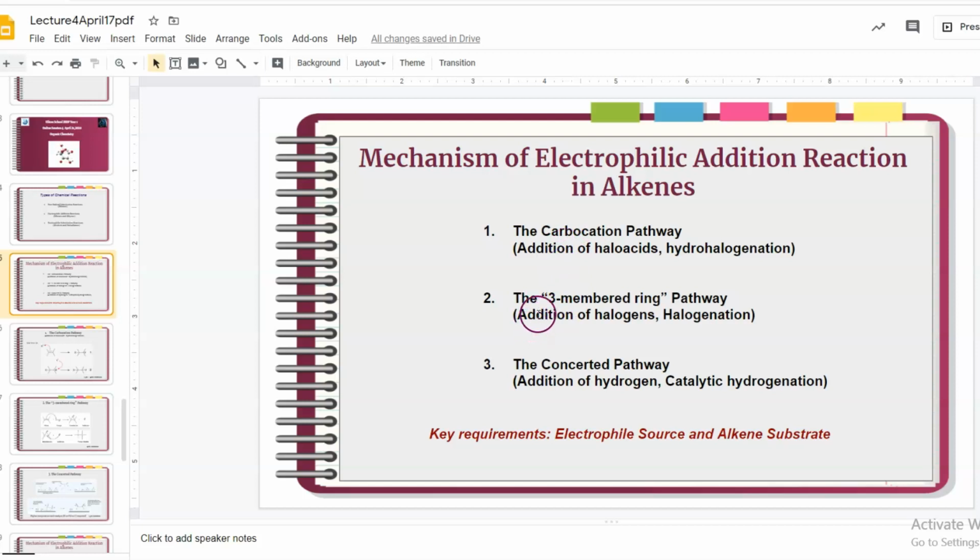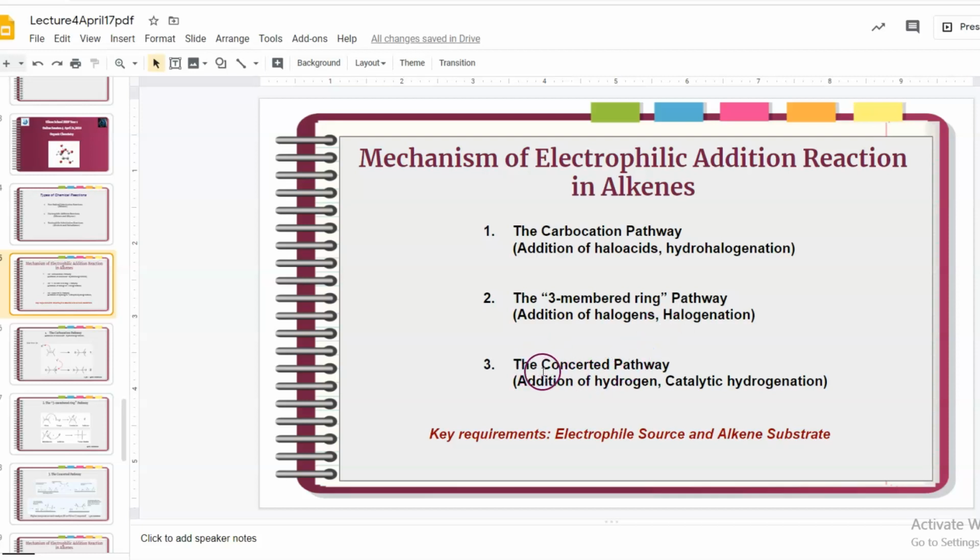The second category is the three-membered ring pathway. These reactions will proceed via the formation of a three-membered ring, which is the transition state, or let's say specifically the intermediate. And this happens when you are adding halogen molecules, not haloacids, not HBr, not HCl, not HI. You are adding halogen molecules like Br2, Cl2, I2, and those reactions are called halogenation. Whenever you are adding a halogen molecule onto an alkene, the reaction is called a halogenation reaction. And halogenation reactions on alkenes occur via the formation of a three-membered ring. Okay, so that's the second category of reaction.